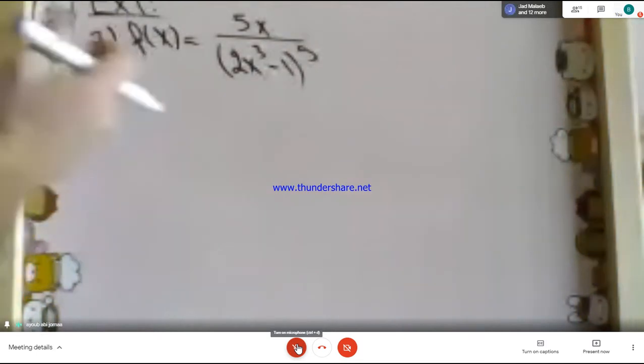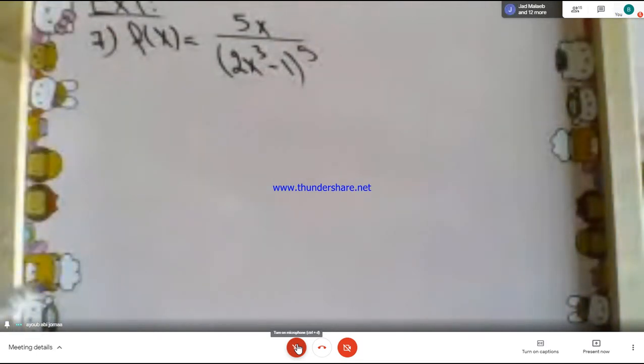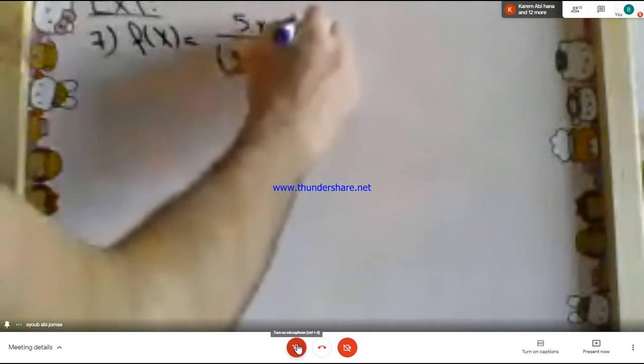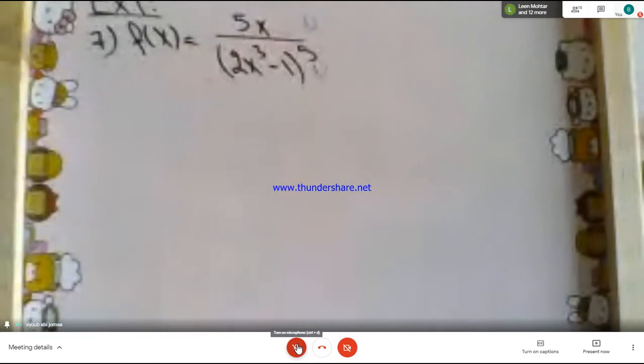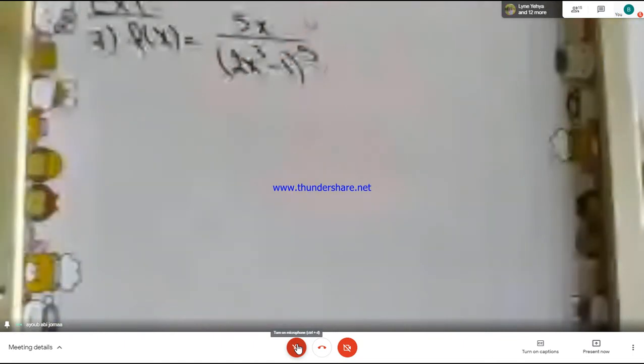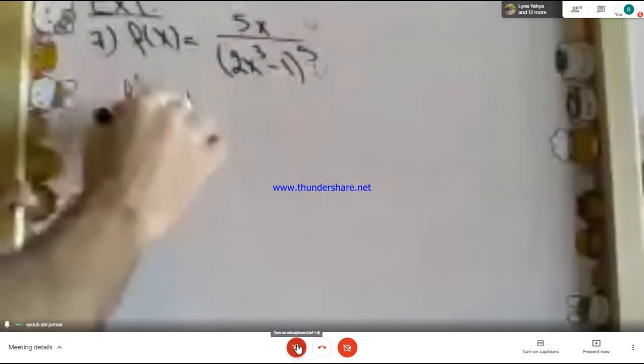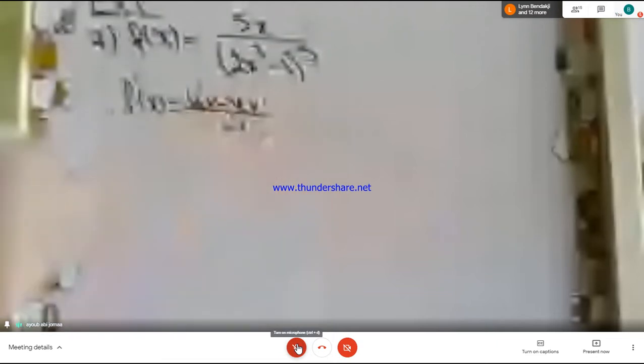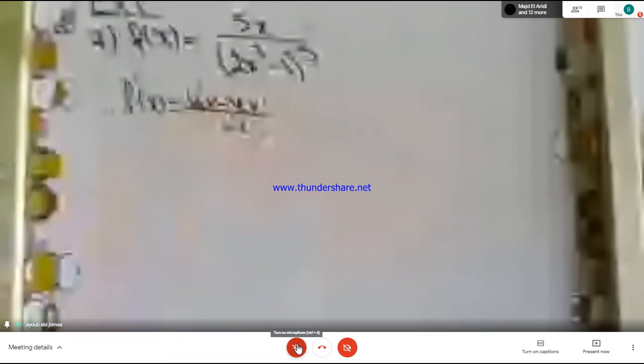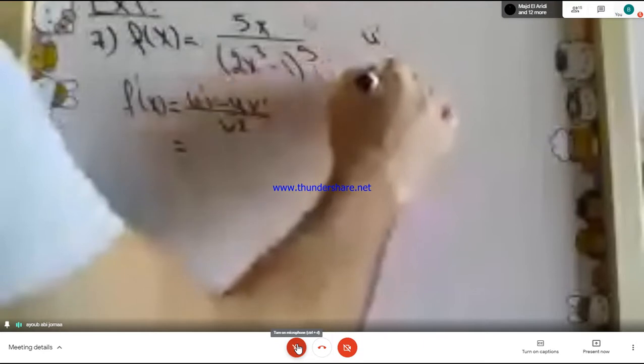It is under which form? U over V. So the derivative here is U prime V minus U V prime over V squared. Good. Now let's find U prime and find V prime.